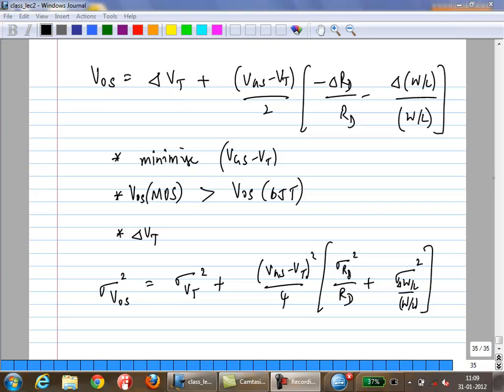We looked at the effects of mismatch on a differential amplifier, right? We just looked at the input referred offset voltage, and we found that it had some dependence on the VT mismatch, the RD mismatch, and the W over L mismatch, but it's also sensitive to the VGS minus VT. So if you want to minimize the input referred offset, you have to minimize the VGS minus VT, right? Okay.